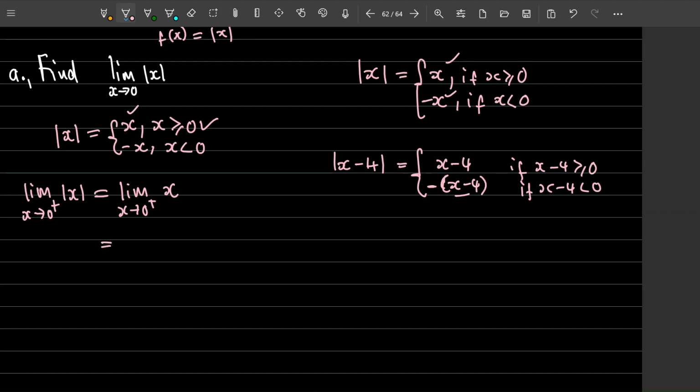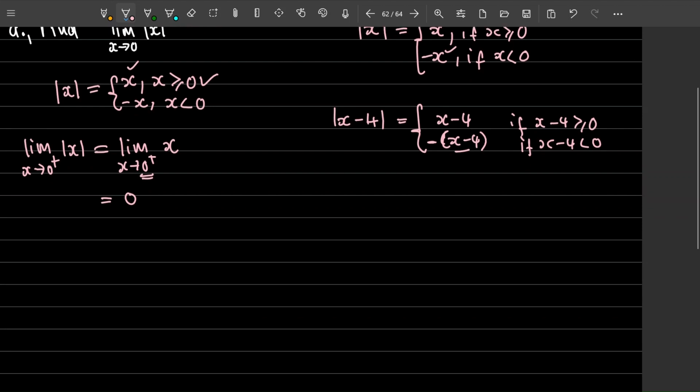And what is this going to be? We replace, right? It's going to be 0. Coming from the right, we put 0 in there. We use the limit laws. Remember, for the limit of a polynomial, you just substitute what you are approaching. You're approaching 0? Yes. So put 0 where there's x. So your answer will just be 0.